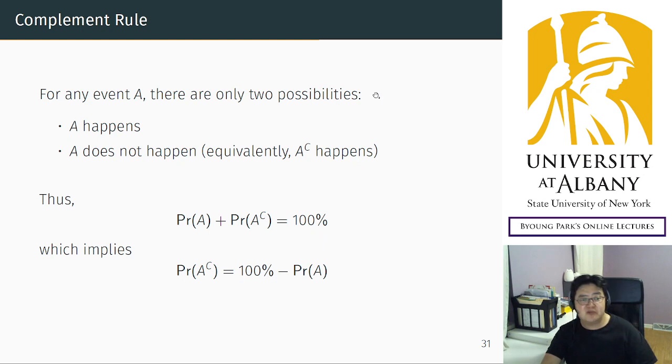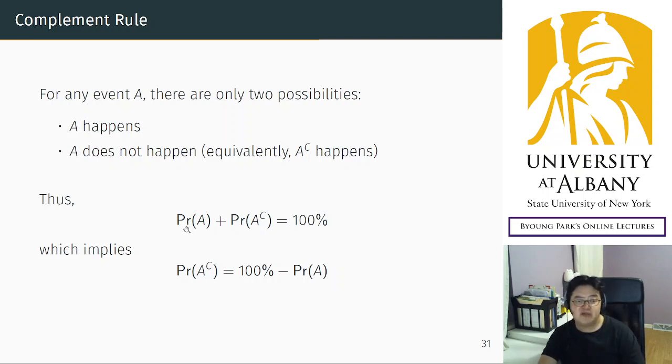But there is a simpler way, like this. We call this the complement rule. For any event A, suppose that there is an event A, right? Then you can simply divide the sample space into two groups, where A is true and where A is not true, or A happens or not. You can understand it as A happens or A does not happen. And the group where A does not happen is exactly the complement, right? Then there are only two possibilities.